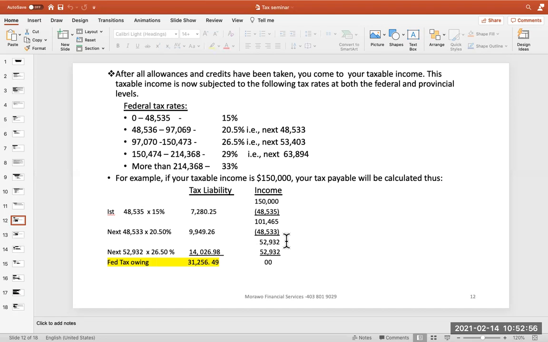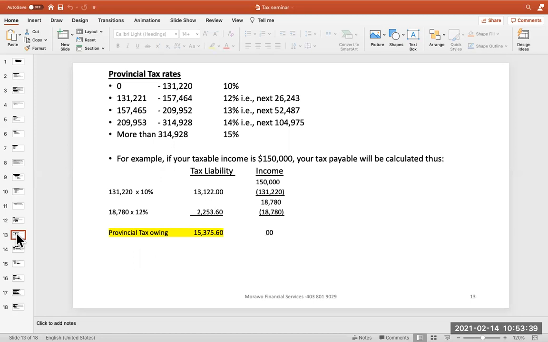So the next one, 53,403, but what you have left is 52,932. That's okay, but you still pay 26.5%. So your balance of 52,935 at 26.5% gives $14,026.98. So this is the federal tax liability. And they add it together, so you are owing the federal government $31,256 from your taxable income of $150,000. Let's go to the next slide.